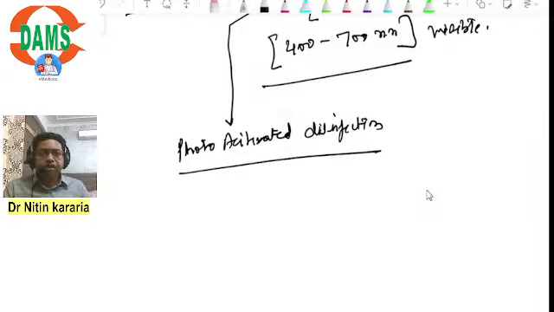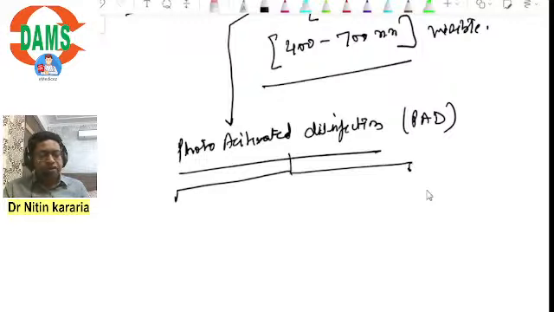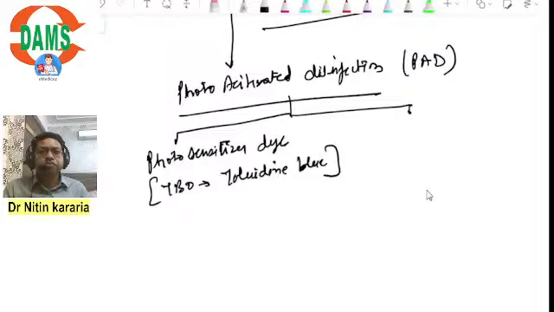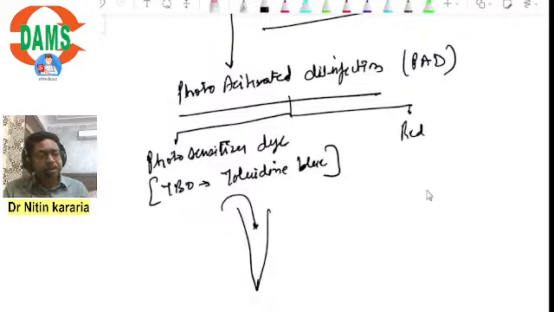Photoactivated disinfection of the root canals, which is designated as PAD, light activated therapy, or photodynamic therapy, or photoactivated disinfection, consists of two parts. One is a photosensitizer, a photosensitizer dye, which is TBO, that is toluidine blue. So we inject the dye inside the root canal, which stains the bacteria and microbes present, and then we use a red diode laser.